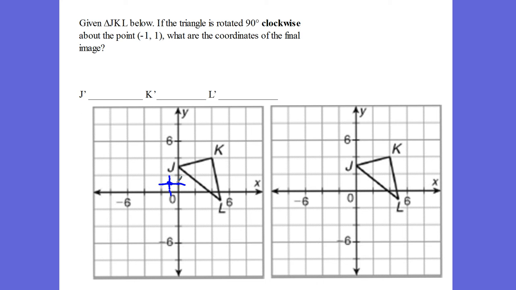So I did it on my paper. I can't show it on the thing here, but I will show my end result. So as I rotate this thing around, it's going to come up to right here. My next point is going to be right here. And my last point is going to be right here. So here's my L prime. This is my K prime. This one right here is my J prime.